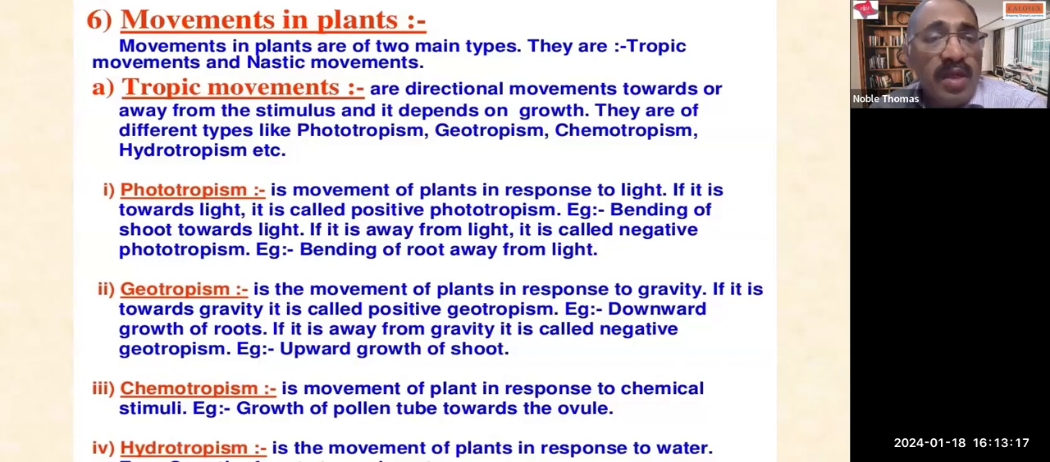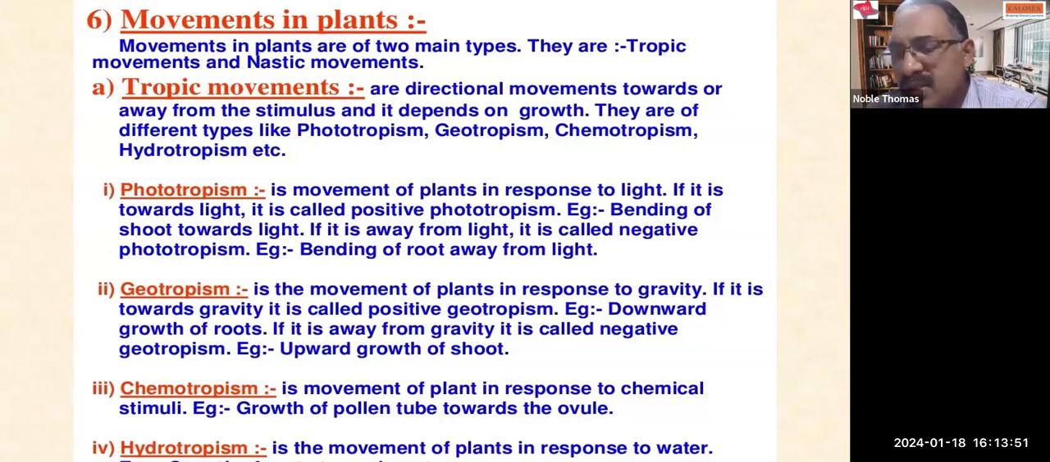Then comes one of the stimuli, that is light. If a plant part is showing any movement either towards light or away from light, then we call it phototropism. Phototropism happens in many plants. For example, the shoot of plants shows positive phototropism, they try to grow towards light, and the root shows negative phototropism.